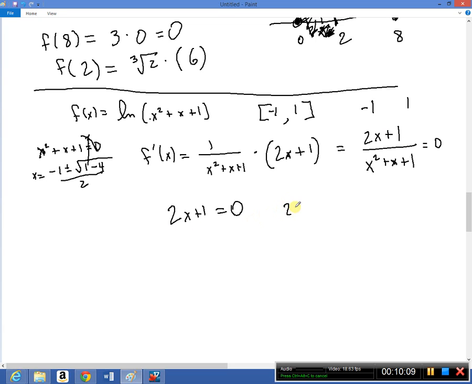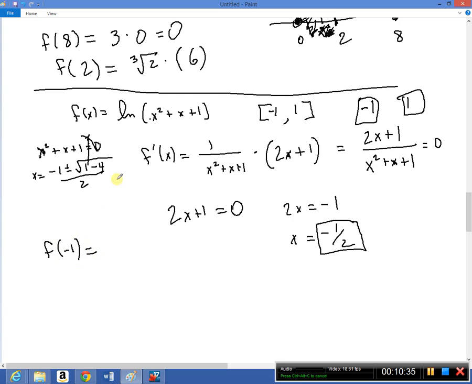So that means 2x equals 1, no, sorry, equals negative 1, x equals minus a half. And minus a half is perfectly fine. It's in that interval. So now I have another suspect. This guy, and this guy, and this guy are all suspects. They are possible absolute maxes or absolute mins. So I plug them all in. What is f of negative 1? Well, it's the log of negative 1 squared, that's 1, plus negative 1 is 0, plus 1.